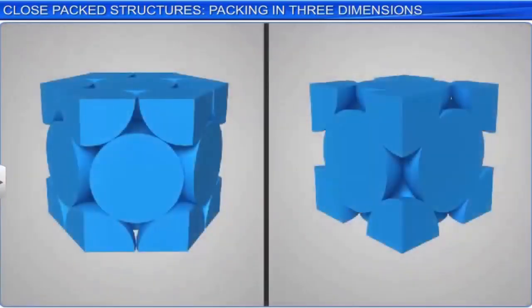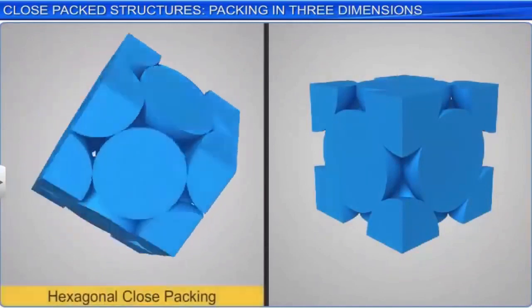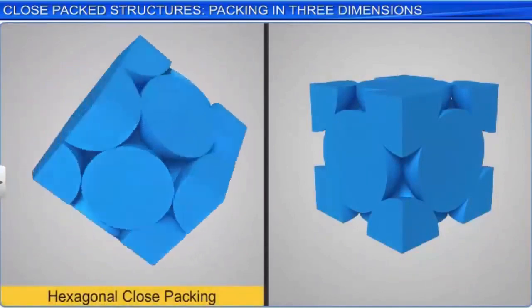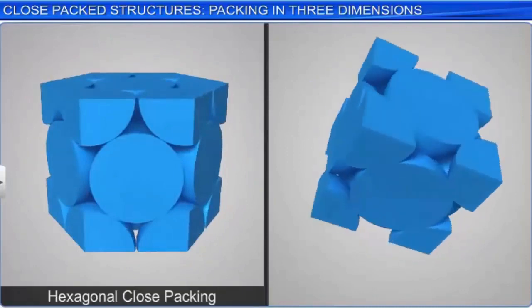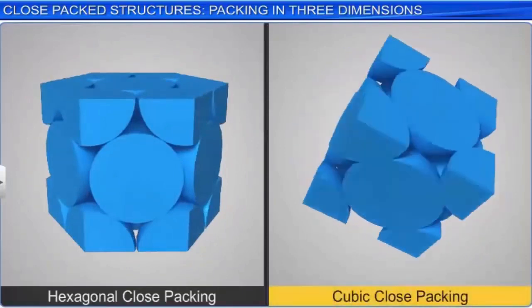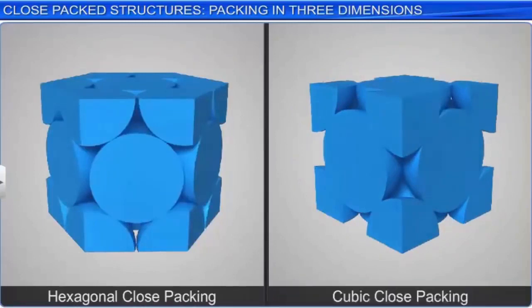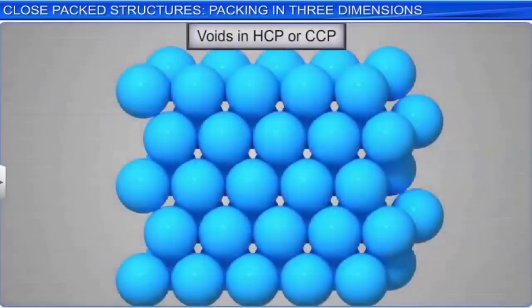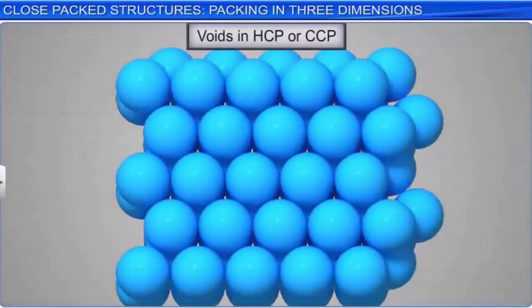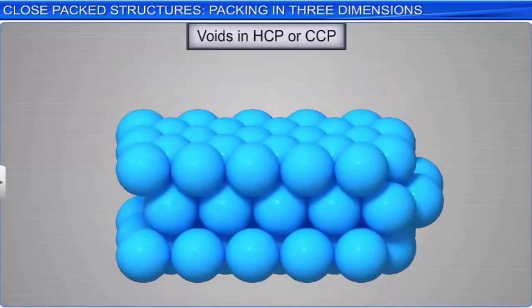Also, both the forms, hexagonal close packing and cubic close packing, are equally efficient in terms of filling up space. In both of them, 74% of the space in the crystal is filled up. Let us now look at the number of tetrahedral and octahedral voids present in these arrangements.